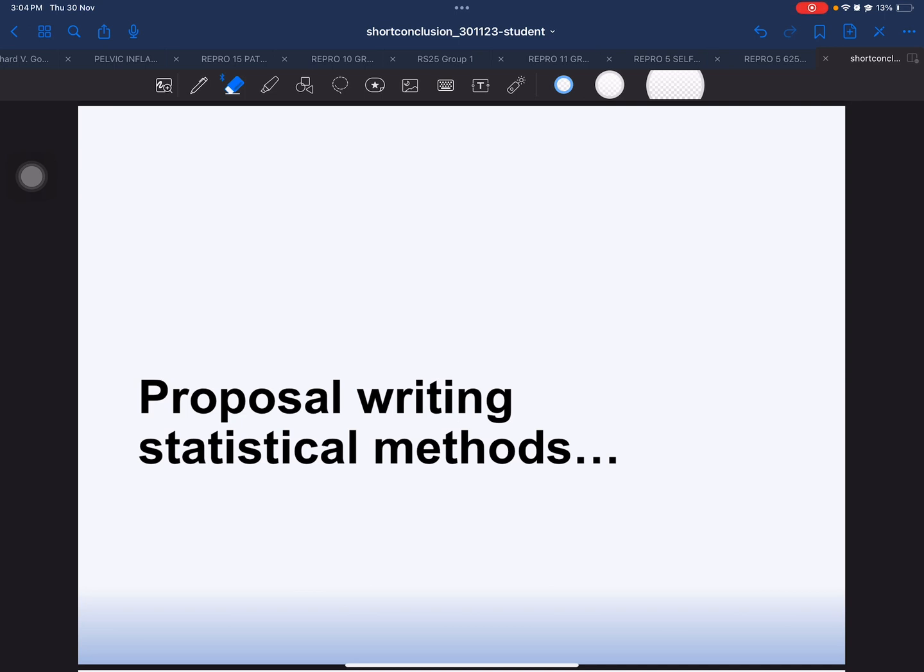So for the proposal writing, you will have 3 chapters. Every research proposal has 3 chapters. One is introduction, second is literature review, third is methodology. So all that we teach at this moment is about the methodology part.